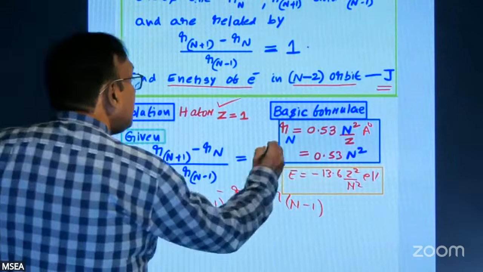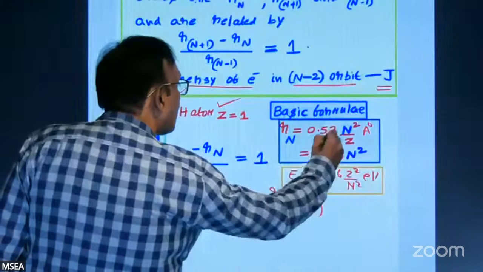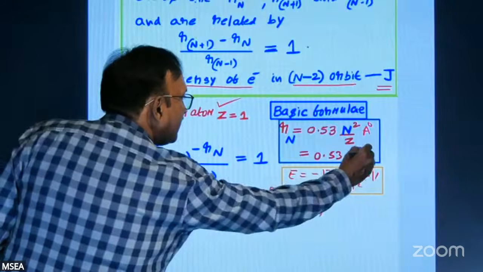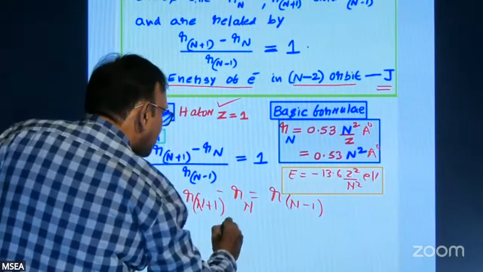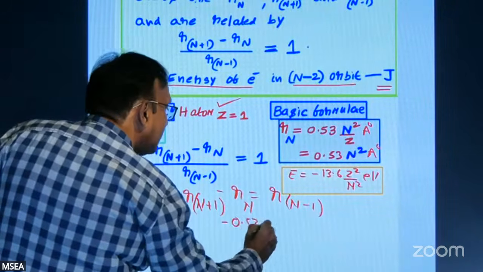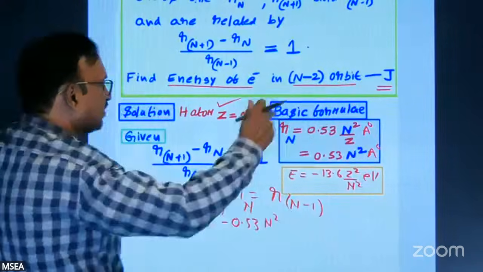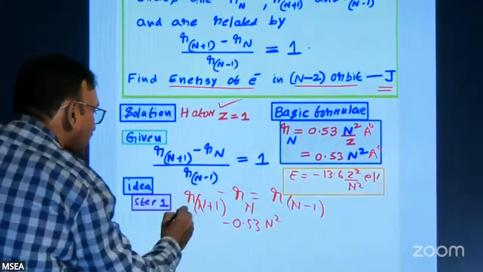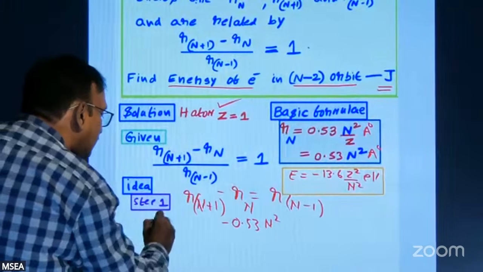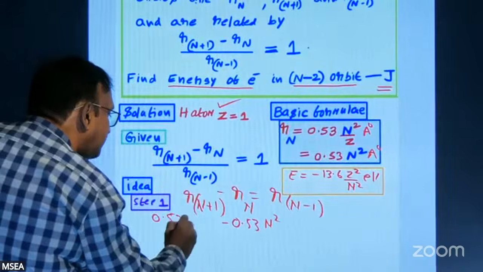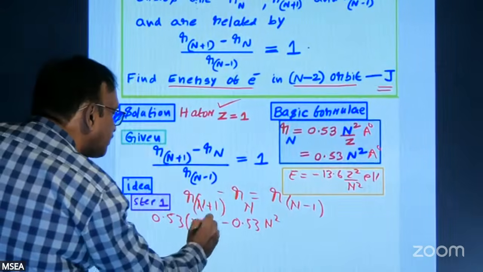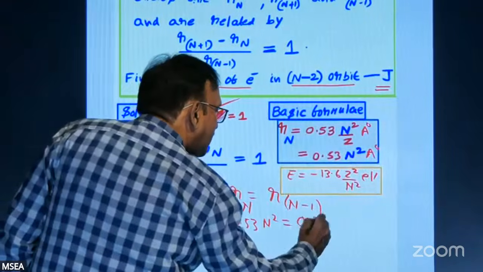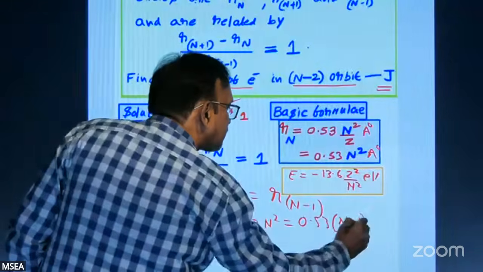Now, in what way is the radius of the electron in the nth orbit to be written? Intentionally I am writing it in terms of angstroms. So this is 0.53 into n square, already Z we have seen as 1. In the nth orbit it is n square. Radius in the n plus 1th orbit comes to be 0.53 into (n plus 1) whole square. In the n minus 1th orbit it comes to be 0.53 into (n minus 1) whole square.